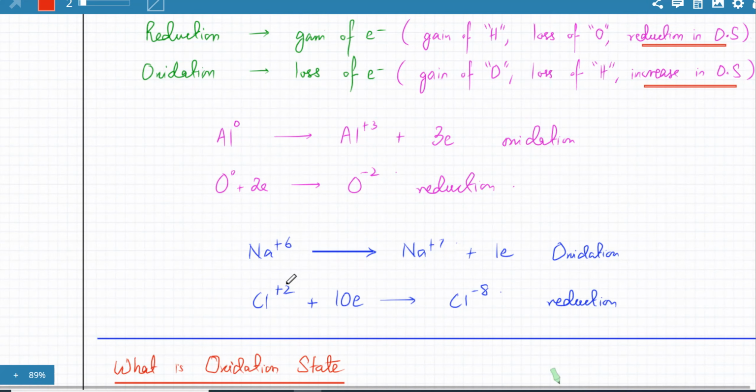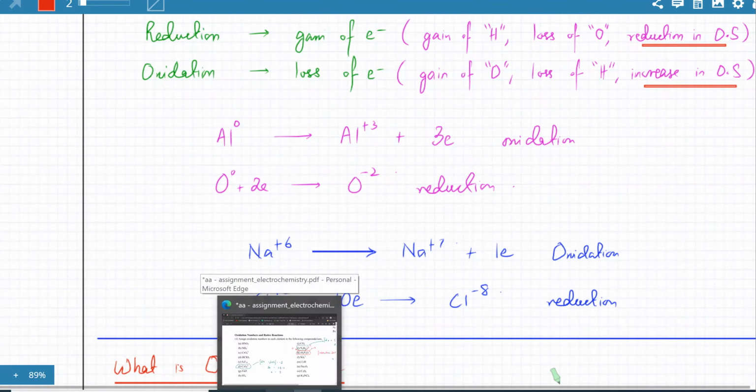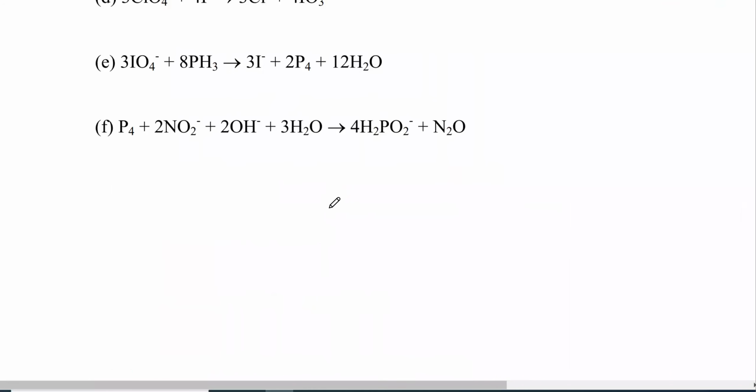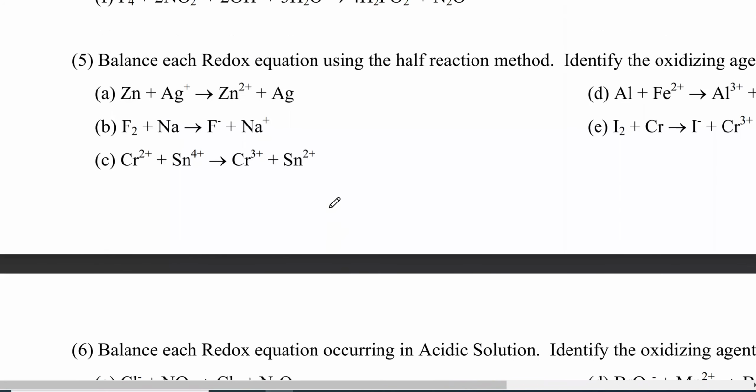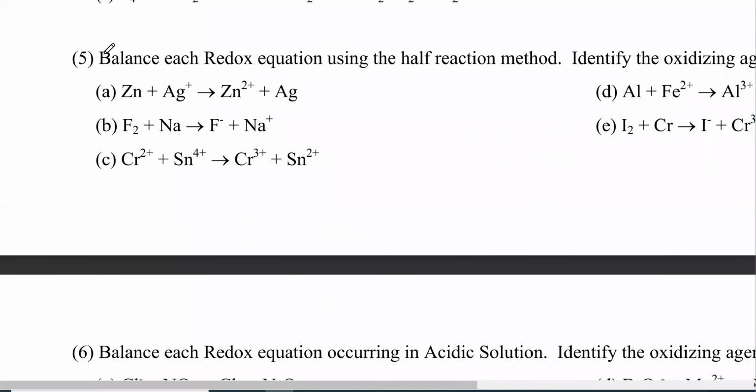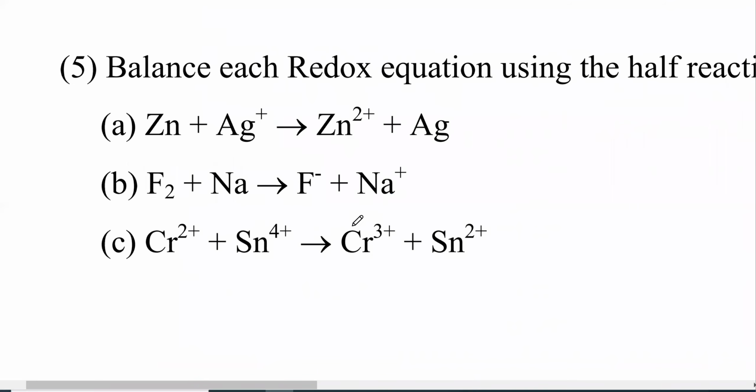If the charge reduces, that means reduction is happening. If something goes from plus 2 to minus 8, that means reduction is happening. So we're going to learn about this and practice this first. There might be questions over here. The oxidation states are already provided over here. Can anyone tell me which one out of these? Let me quickly copy this. I'm going to take this on the board.